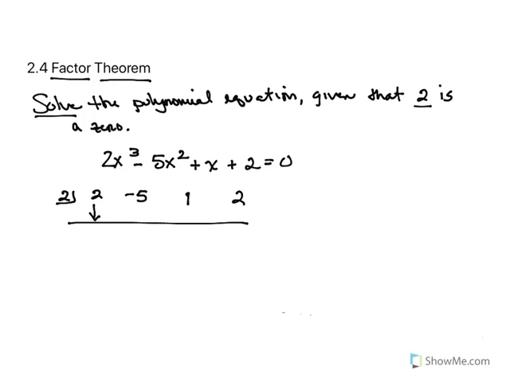Now remember, since they're telling us 2 is a 0, what do I know? I know this should come out as 0. So let's work through it. The initial 2 comes down here. 2 times 2 is 4. Negative 5 plus 4 gives negative 1. Negative 1 times 2 is negative 2. 1 plus negative 2 is negative 1. Negative 1 times 2 is negative 2. All right, great, it worked. Okay, so then I'm looking at 2x squared minus 1x minus 1. Now, here's the beauty of this.